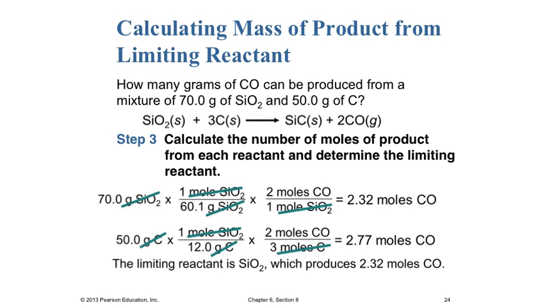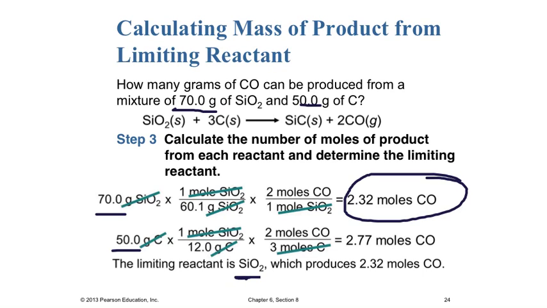Remember, whenever we're trying to do a word problem, pull out what you need. So we need 70 grams of SiO2 and 50 grams of carbon. Whatever you're trying to cancel out goes at the bottom. Whatever you're trying to go to goes on the top. So in this case, our limiting reactant would be the sand, which is SiO2, because you can only produce 2.32 moles of CO if given 70 grams of SiO2.